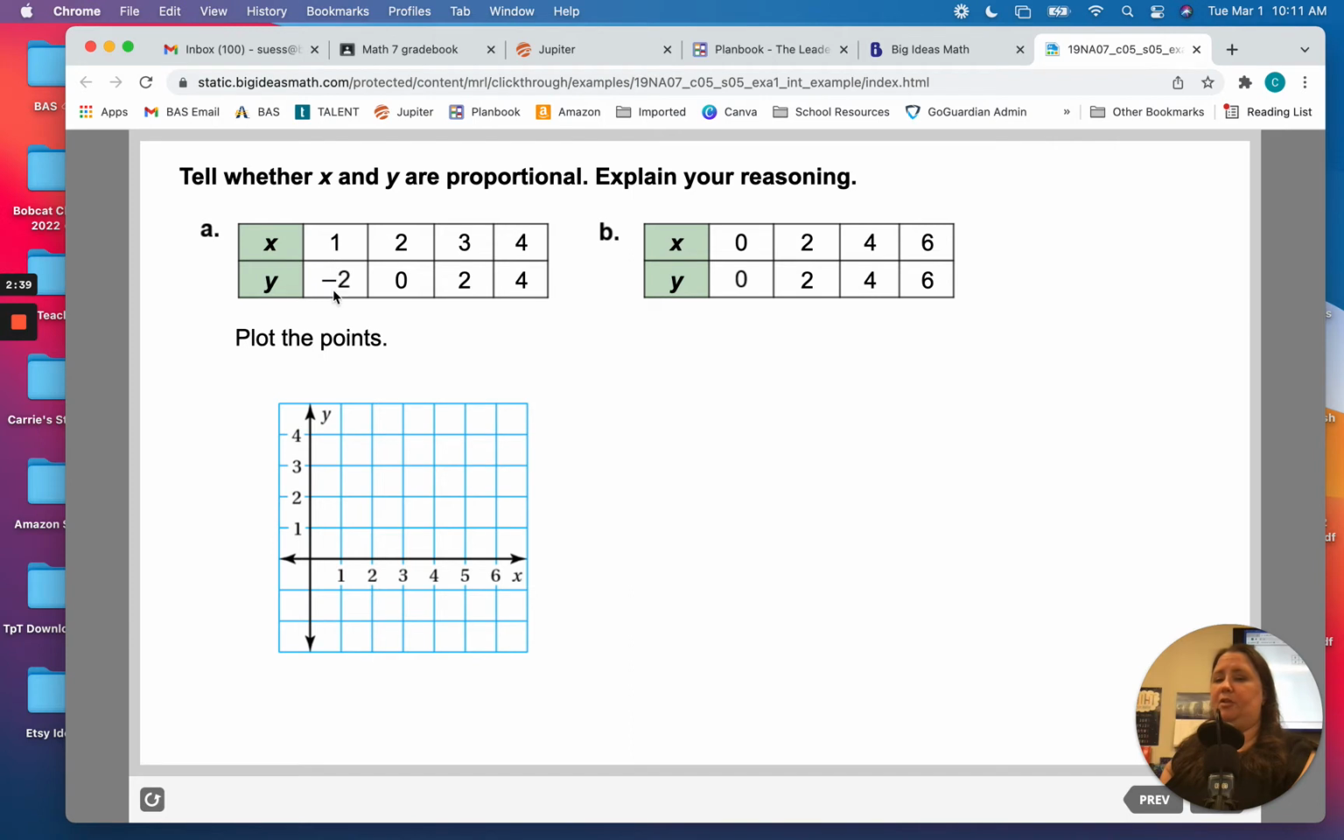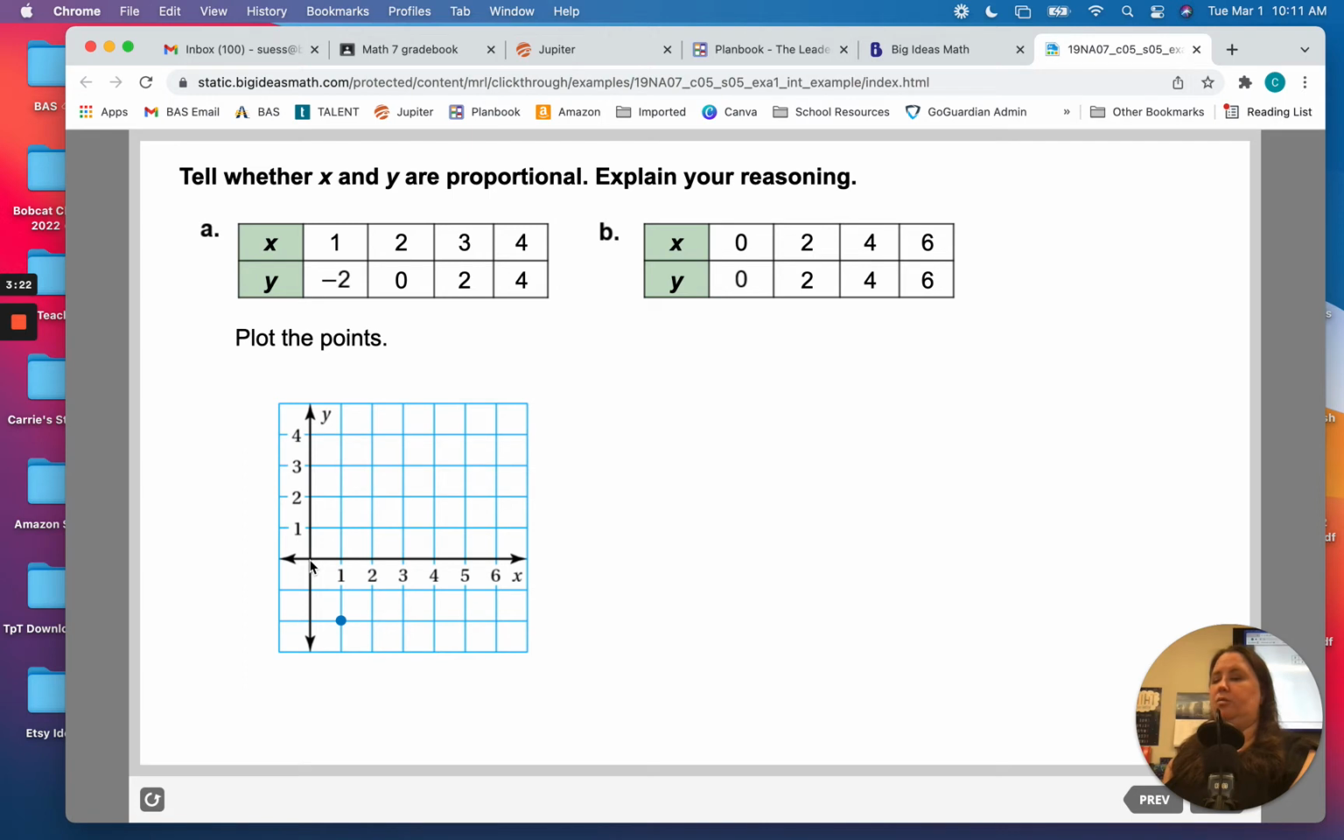Okay, so how would I plot my first point? The first point right here is 1 comma negative 2. So start at the origin. Which way do I go? Start with x. X is left to right, and it's a 1, so I'm going to go over 1. Then which way? Negative 2, so up or down? It's a negative 2, so you go down. Negative 2 is right here. Okay, so there's your first dot. 1 comma negative 2. Okay, my next point is 2, 0.